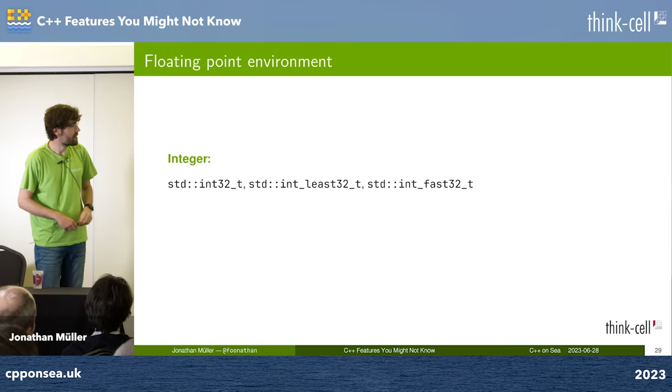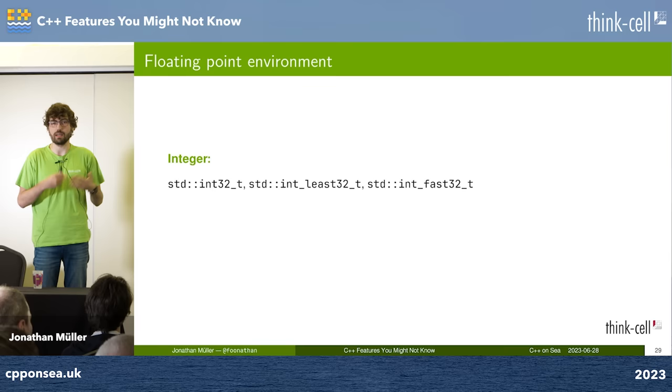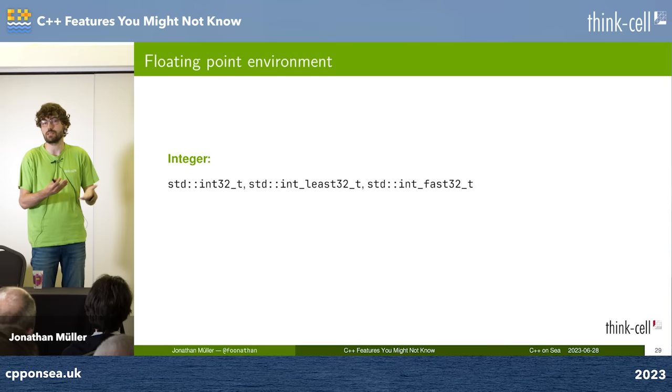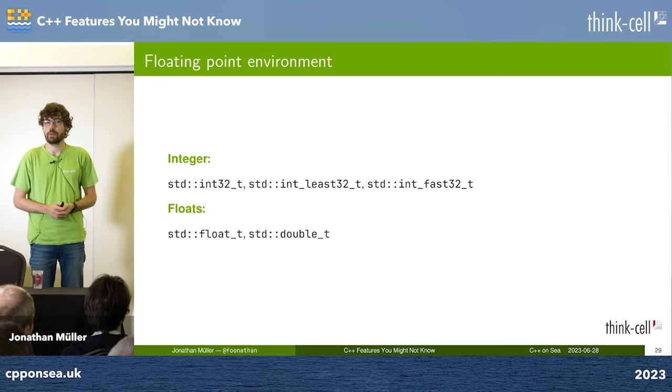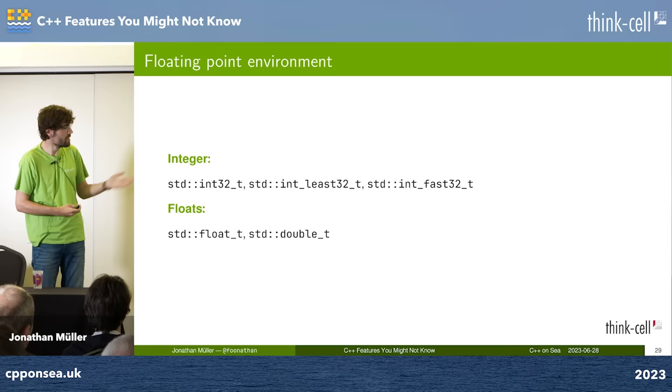The standard library has fixed size integers, but they might not be available on all platforms, so it also has least 32 and fast 32. Least 32 is the smallest one that's at least 32 bits, and fast 32 is the fastest one that's at least 32 bits. They also provide fast versions for floats. We've got float_t and double_t, and they are defined to be the fastest version that's at least as wide as the underlying type. So you can use that if you want to. Like, if you only want float precision, but you're on a platform where for some reason double is faster, you can use float_t, and this will then be double.